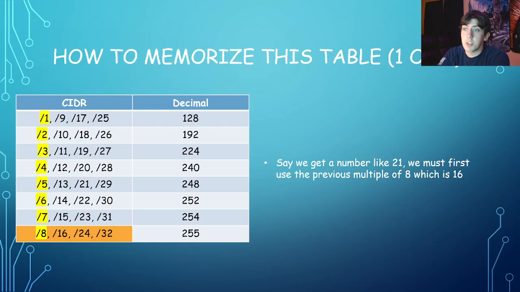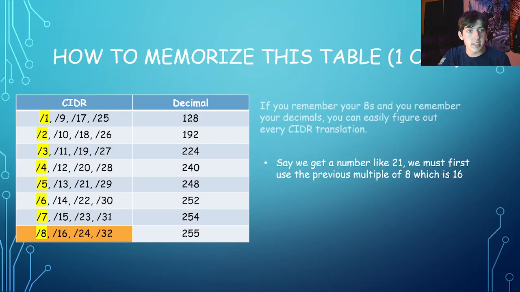We must first use the previous multiple of 8. This is the first method. You have to get to the previous multiple of 8, which is 16, because 24 is the next multiple of 8 after 21. But for this first method, we're just going to go straight back because you don't have to do any thinking. You can count on your fingers.